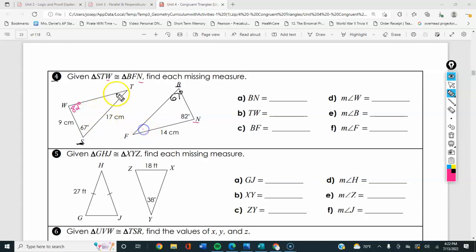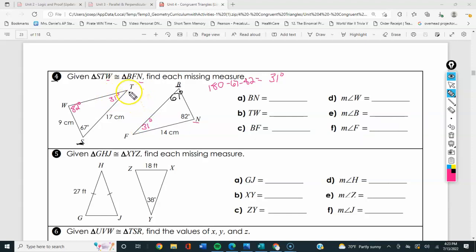Now I don't know this angle, so I'm going to have to do 180 minus the two angles I know, right? And when I do that, I get 31. So they're both 31 because they're congruent.